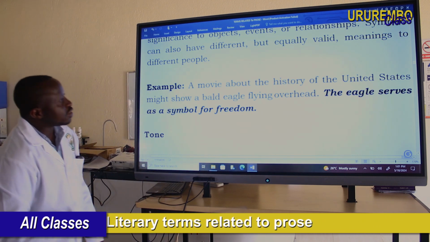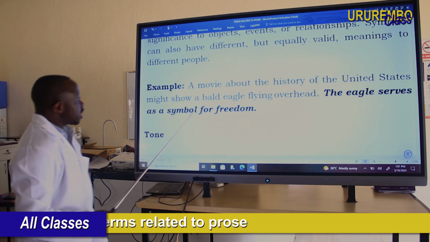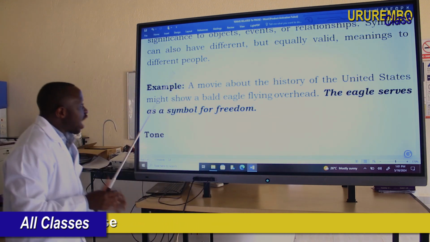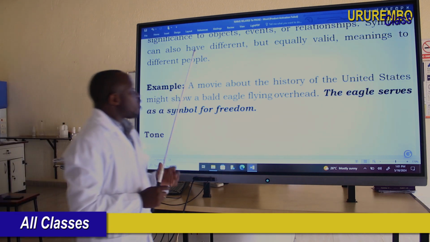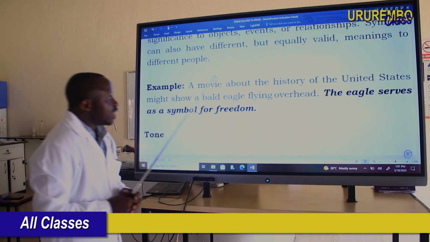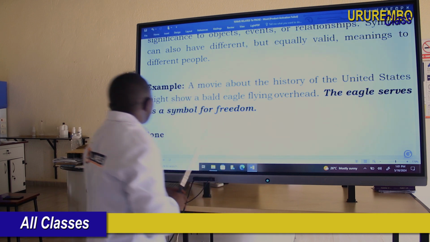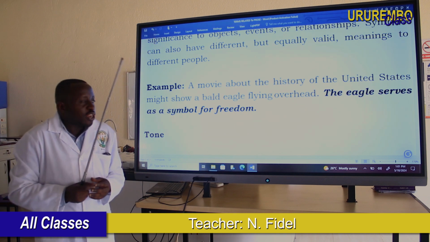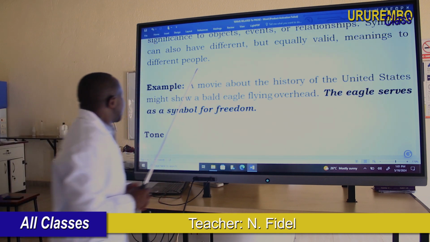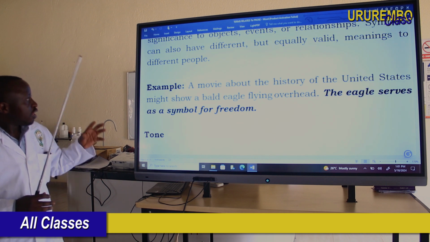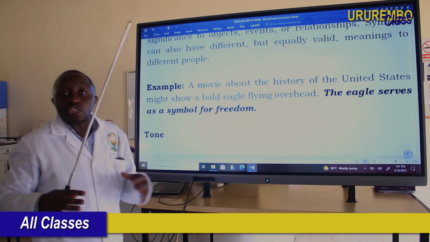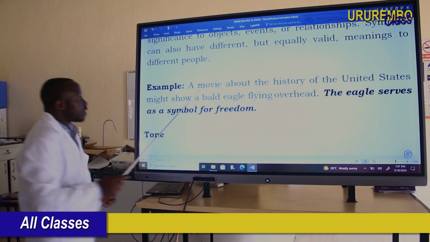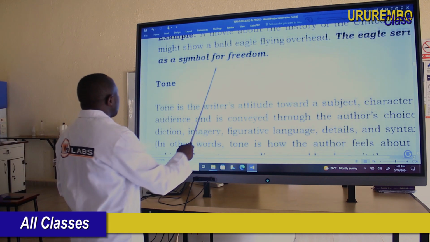A movie about the history of the United States might show a bald eagle flying overhead. An eagle flying overhead serves as a symbol of freedom. The eagle that is found in the United States movie symbolizes freedom. Okay, the eagle symbolizes freedom.